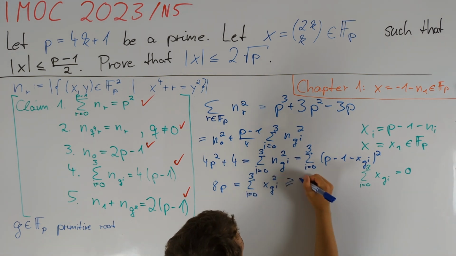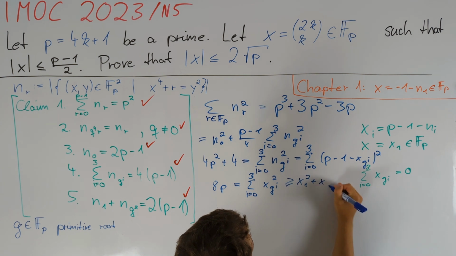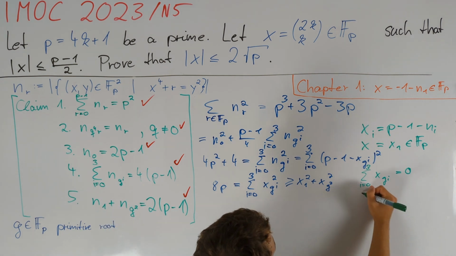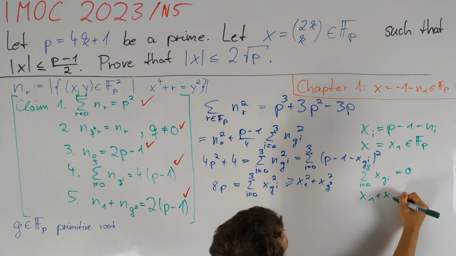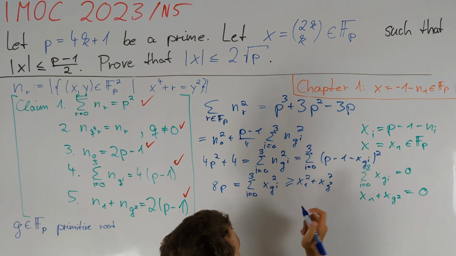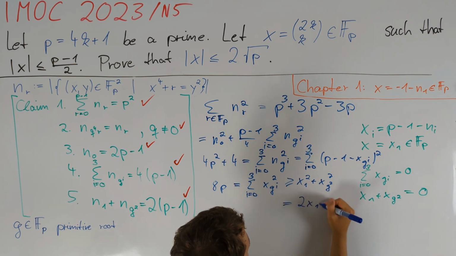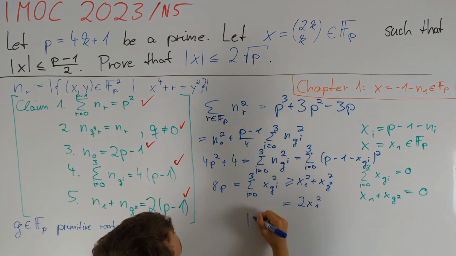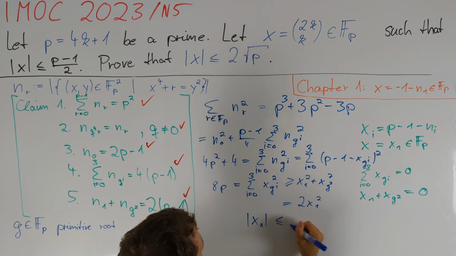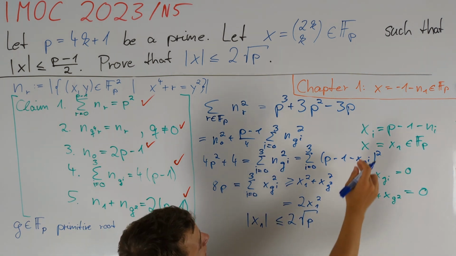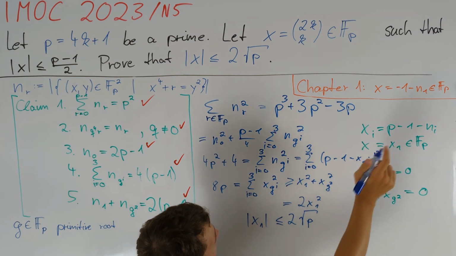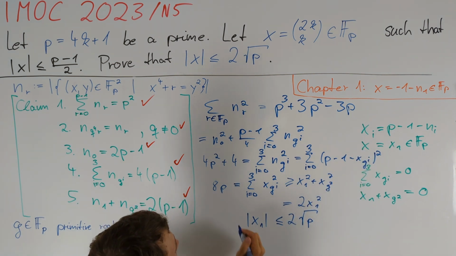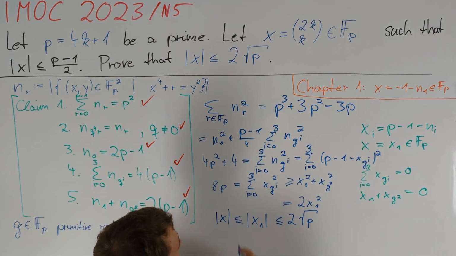This is greater than or equal to x1 squared plus x_g squared, squared. And now we can finally use claim 1.5, which tells us that x1 plus x_g squared is equal to 0. In other words, this sum is equal to 2 times x1 squared, and after dividing by 2 and taking the square root on both sides, we obtain that the absolute value of x1 is less than or equal to 2 times the square root of p. Since x and x1 are congruent modulo p, and x has a minimal absolute value with that property, we know that this is greater than or equal to the absolute value of x, which finishes our proof.